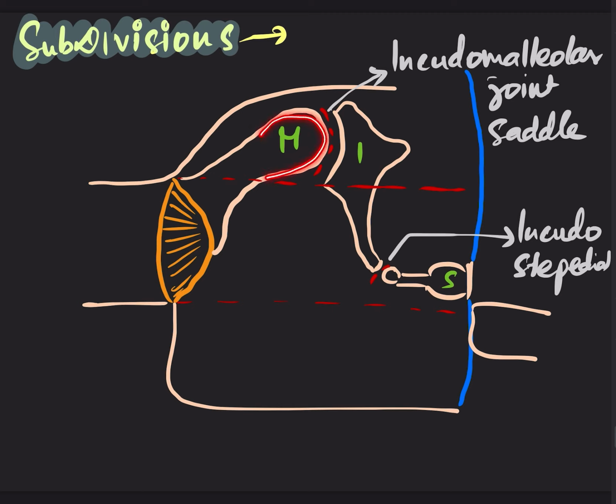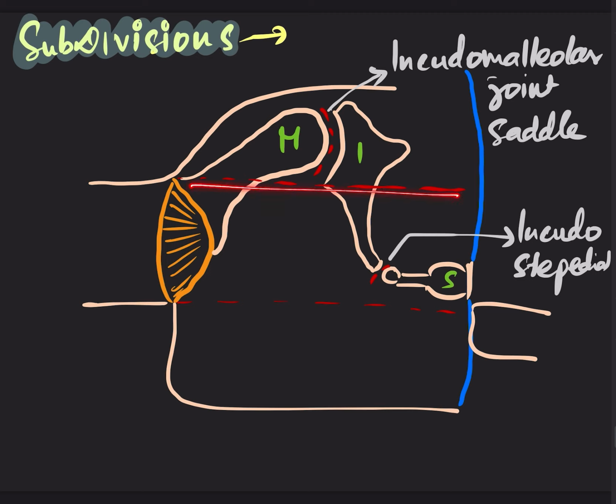The head of the malleus, the body of the incus and the short process of the incus. It includes the incudomalleolar joint. This incudomalleolar joint is a saddle variety of synovial joint. Now coming to the next division, it is just opposite to the tympanic membrane, and that is called the mesotympanum. The mesotympanum, present opposite to the tympanic membrane, contains the long process of the incus and the entire stapes bone.